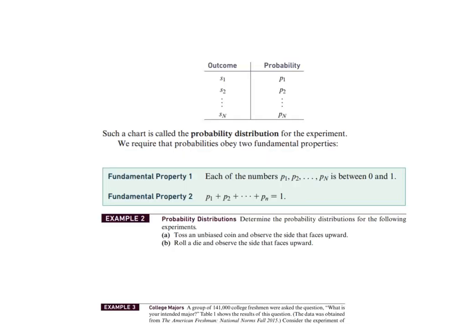Sometimes we have an event that has a lot of different outcomes, and so we can list out these outcomes, outcome 1, outcome 2, all the way down to the last outcome, and assign their probabilities. This is called a probability distribution for an experiment or an event. There are two properties: each of these numbers is between 0 and 1, and if you add all the probabilities up, it has to equal 1.